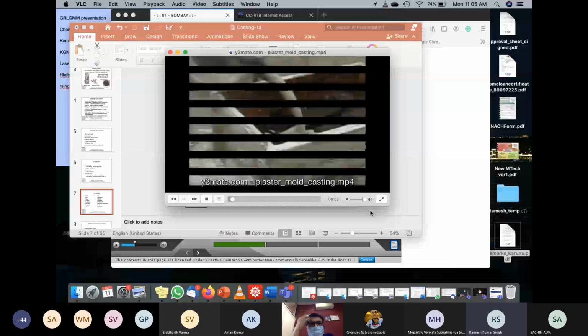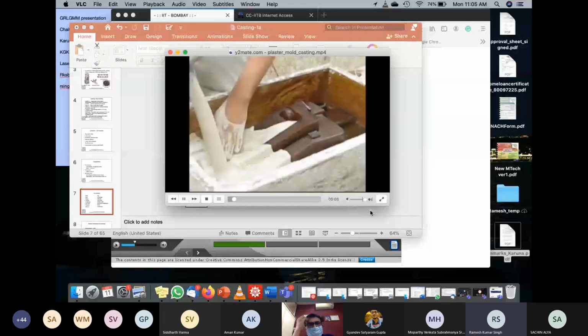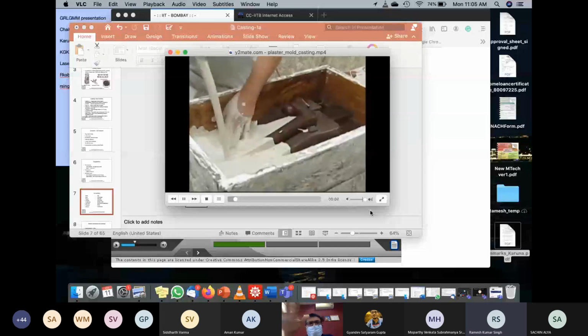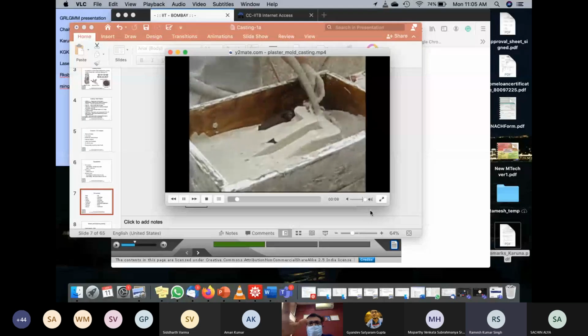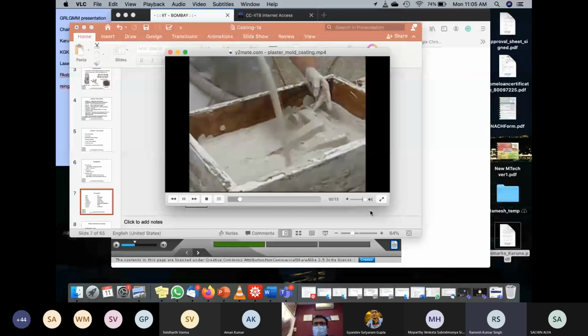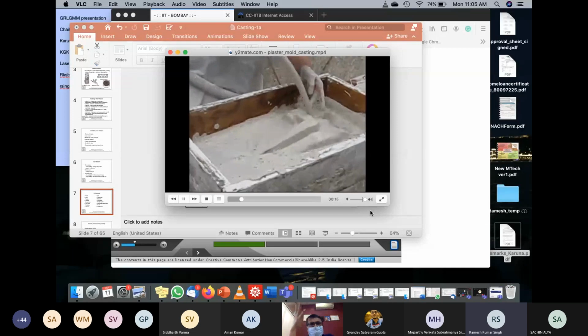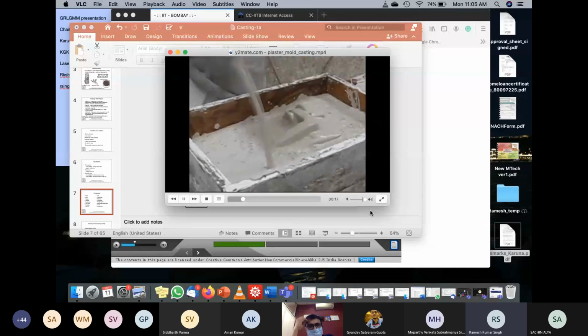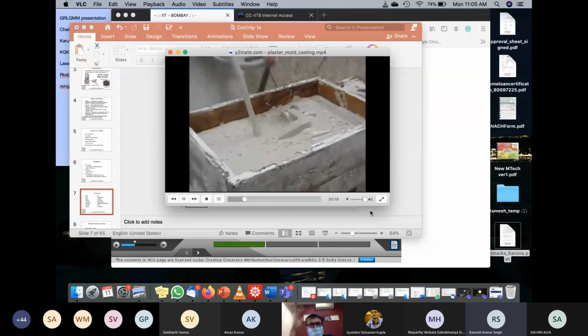So plaster casting actually takes, see, if you want your hand casting, you can do your hand casting also. A lot of artists do it. You put plaster around your hand and then take it out. At least you have to do two pieces to take it out.